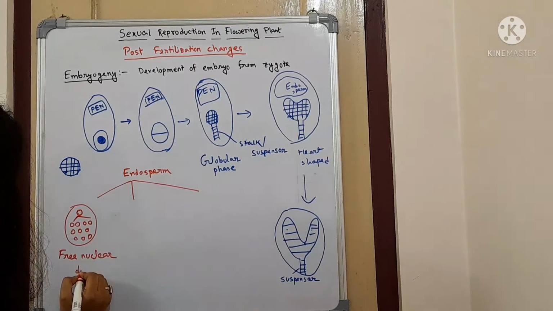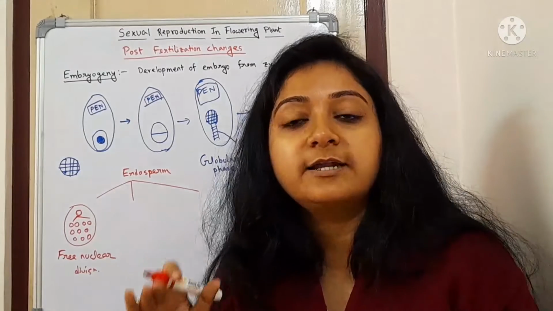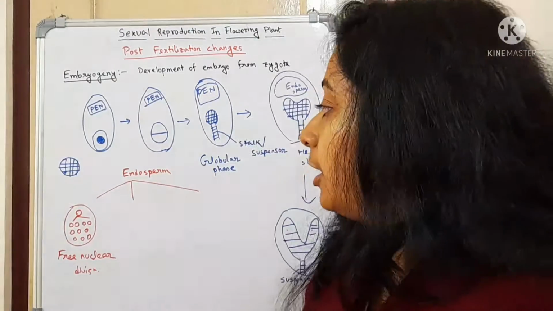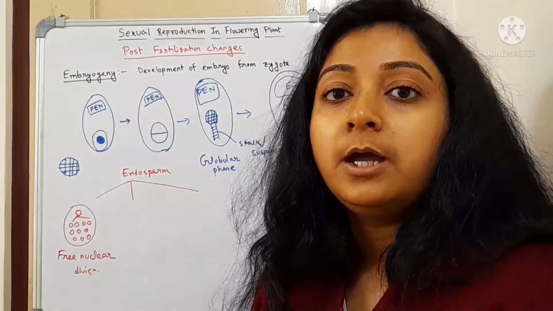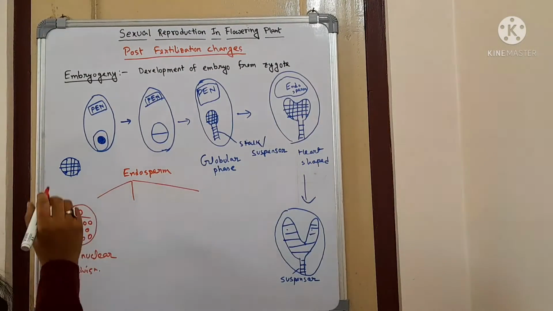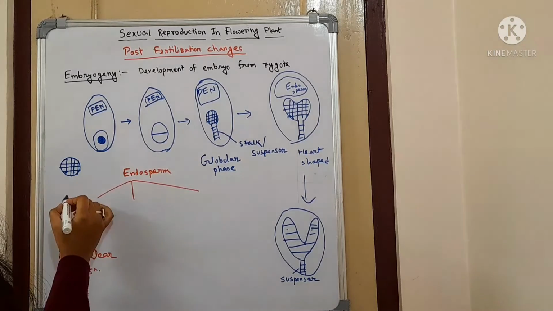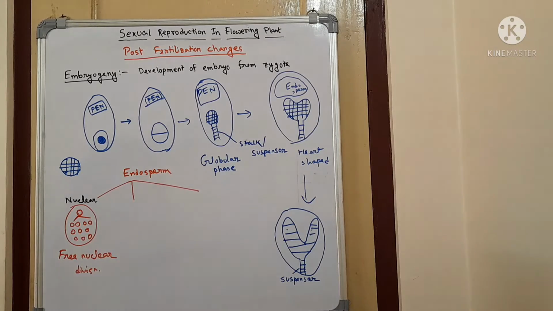What is the meaning of free nuclear division? That means right after the formation of the nucleus, there will be no formation of cell wall or cell envelope, nothing will be present there. That is why this type of division is considered free nuclear division, and this type of endosperm is considered nuclear endosperm. So where can we find free nuclear endosperm? In tender coconut water. That is the foremost example of free nuclear endosperm.